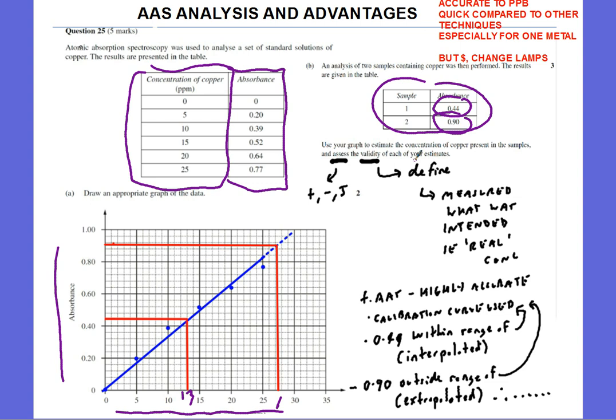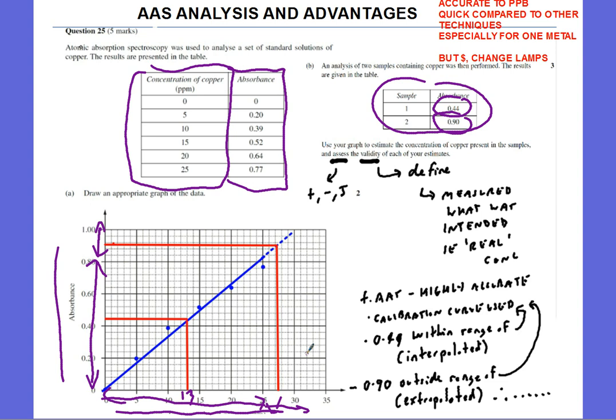Well, as we know, AAS is a very accurate technique and very reliable and a valid technique to measure concentrations. However, this first sample with 0.44 absorbance was inside the range of our testing. Our standard solutions went from 0 to 0.77 absorbance, and they went from 0 to 25 parts per million. So this 0.44 absorbance and 13 parts per million was in the range of our calibration curve.